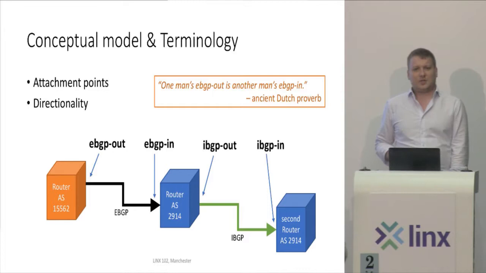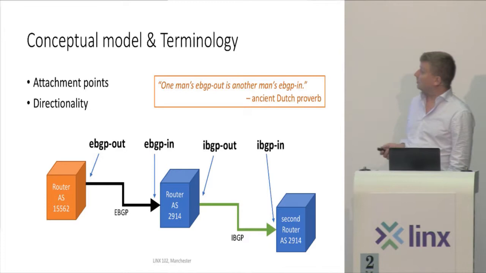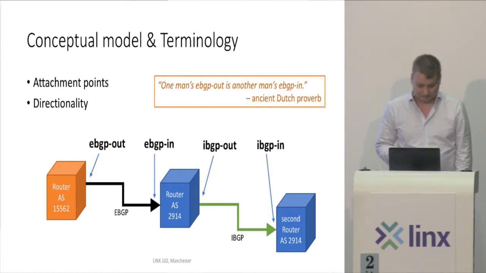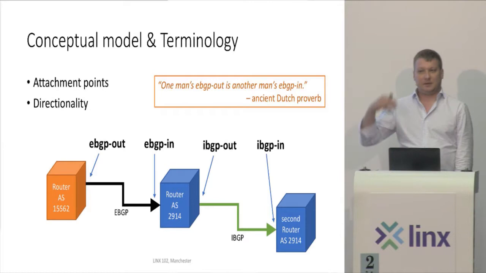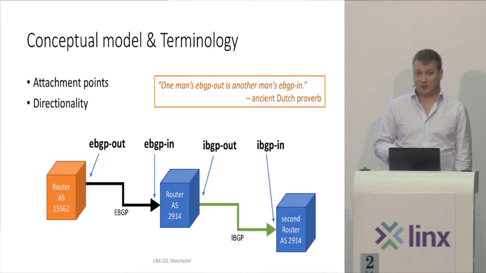So the conceptual model, as I would like to present it, is that there are attachment points and directionality. There is a Dutch saying, van dik hout zaagt men planken, that translates roughly to one man's eBGP out is another man's eBGP in. And these are not necessarily the names of the policies you'll apply, but these are the types of policies that exist in your network. And it's always good to specify whether it's external BGP or internal BGP and what the direction of the policy is. I strongly recommend to use separate policies for the separate directions that exist.